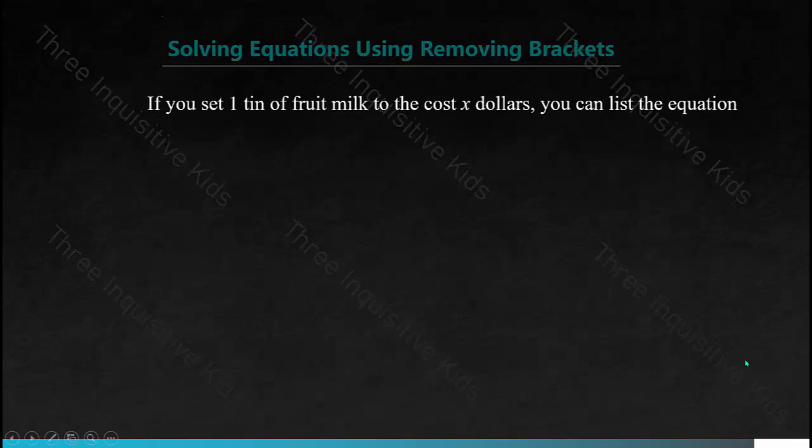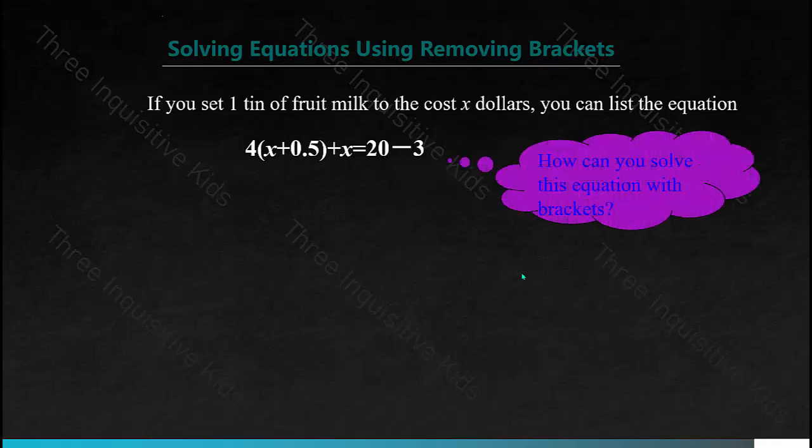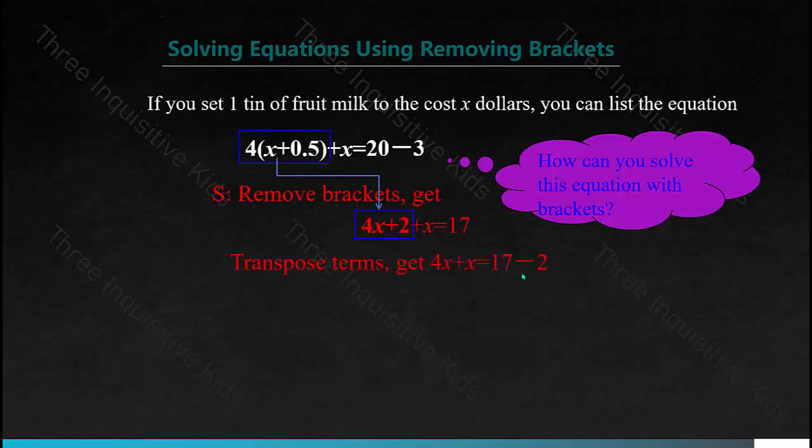If you set 1 fruit milk to cost x dollars, the equation that can be listed is 4 times the sum of x and 0.5, plus x, is equal to 20 minus 3. How can you solve this equation with brackets? Remove brackets, and you have 4x plus 2 plus x is equal to 17.